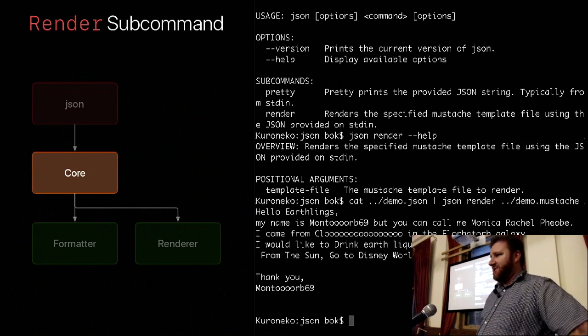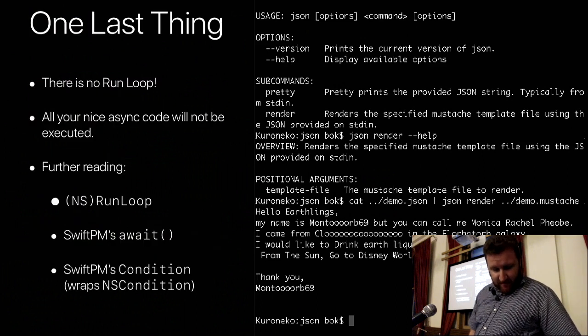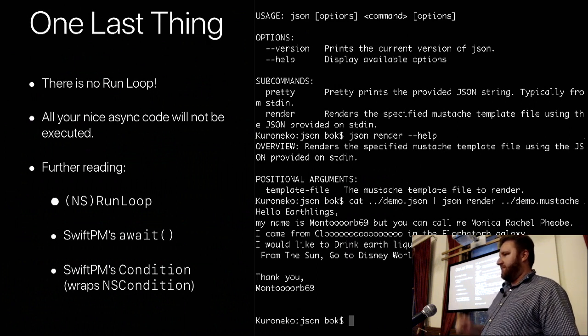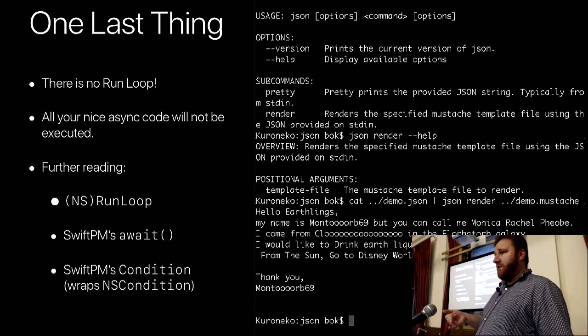Apologies, that took a lot longer than I thought it would. But so there was one last thing. Just a heavy reminder, there's no run loop, which means all of your nice asynchronous code will not get executed. You can either create your own run loop. Swift Package Manager provides a nice async function as well if the function that you're calling has a callback with a single result. Or they also have a condition which wraps NSCondition. But most of the time, for us, pretty standard, just create your own run loop.